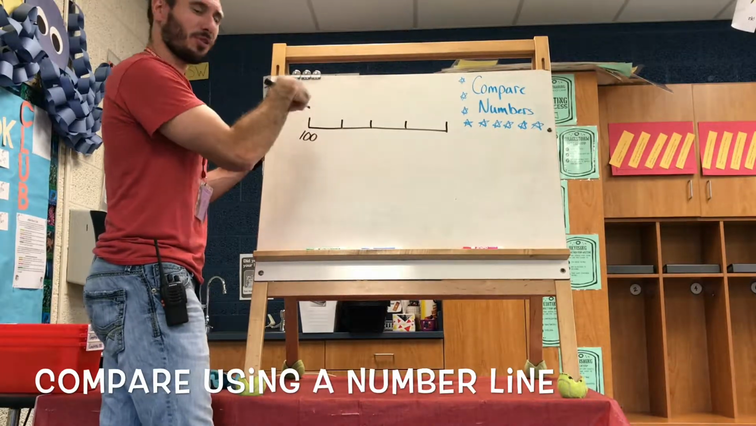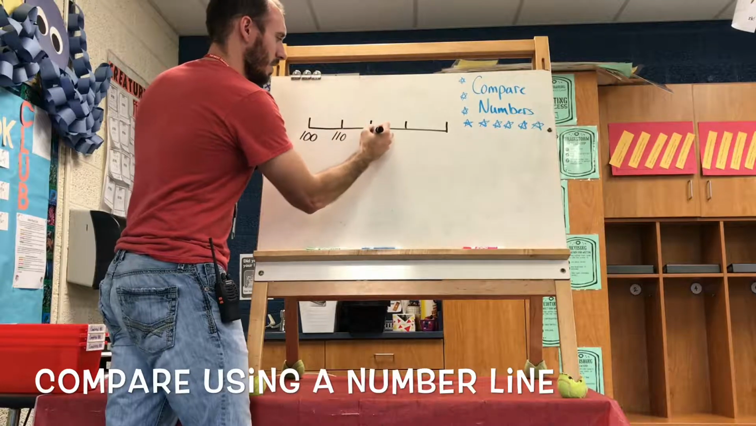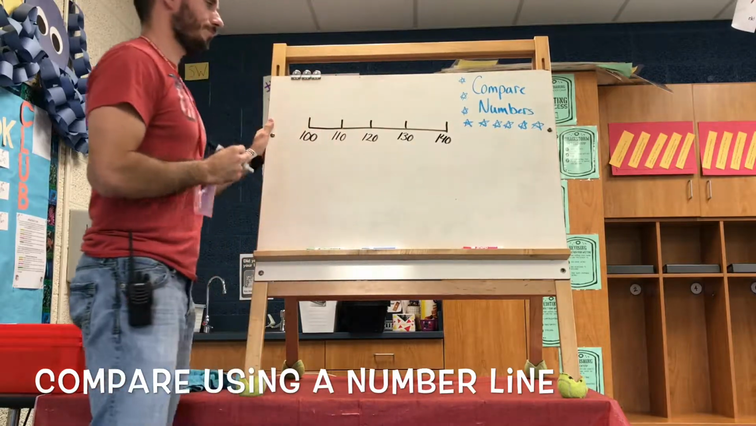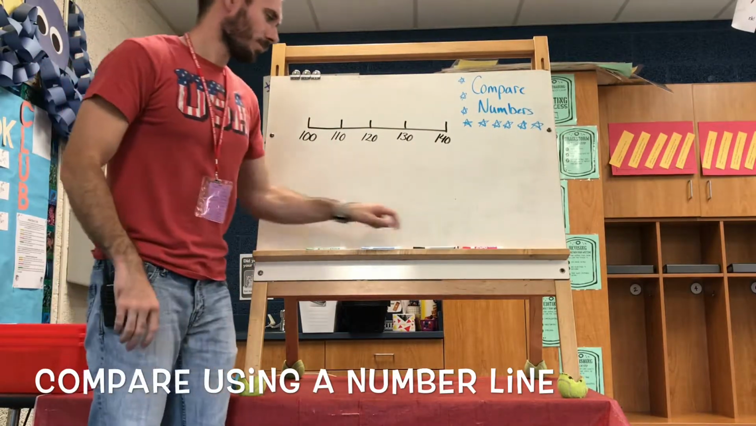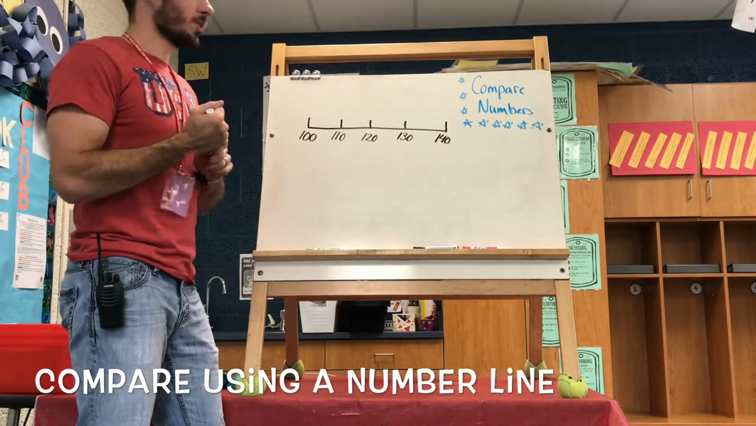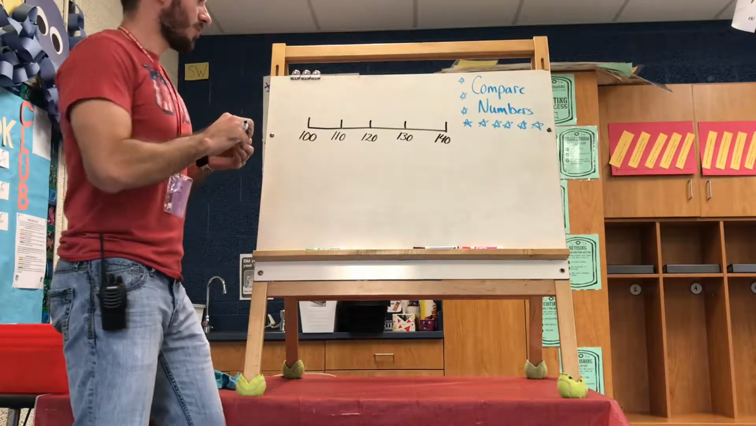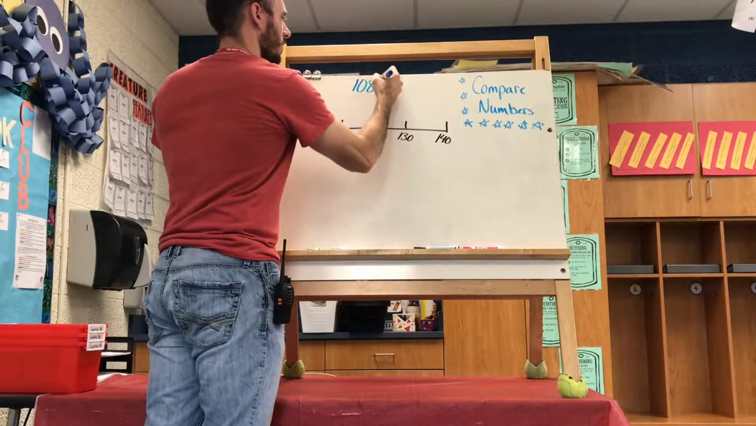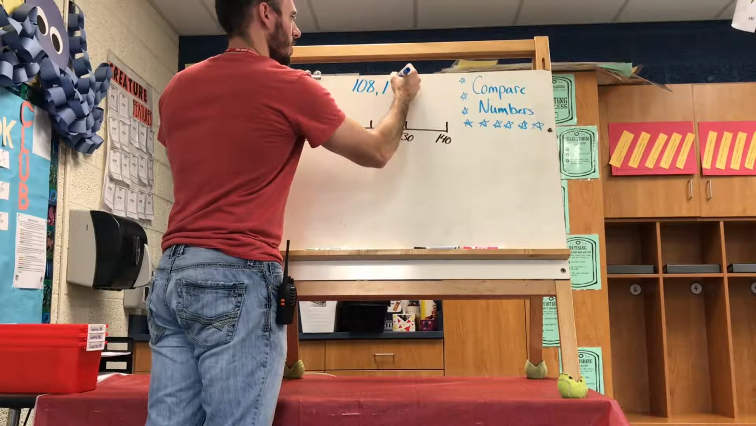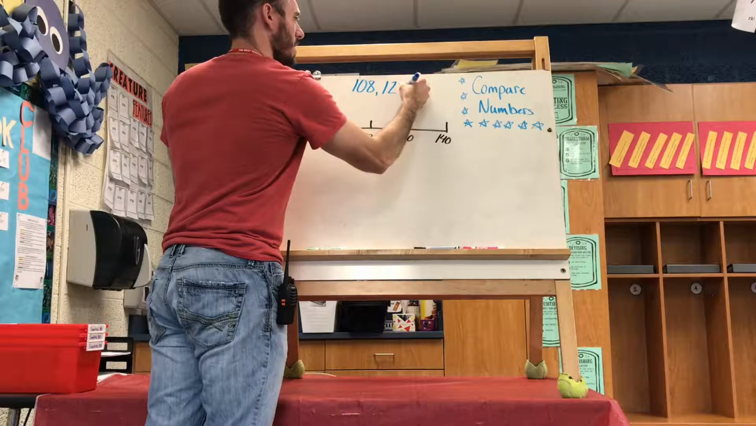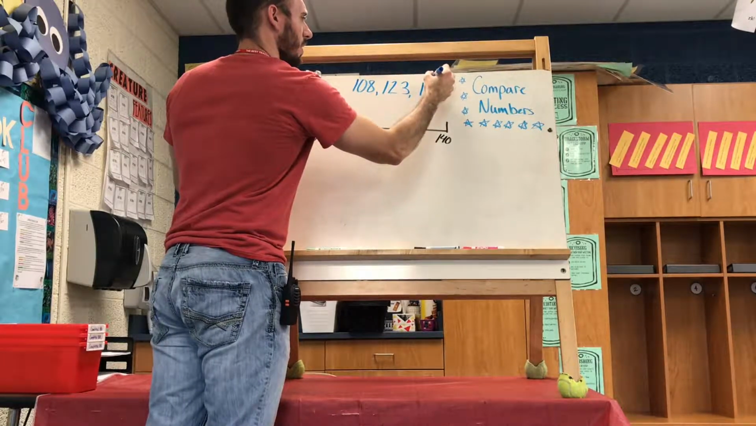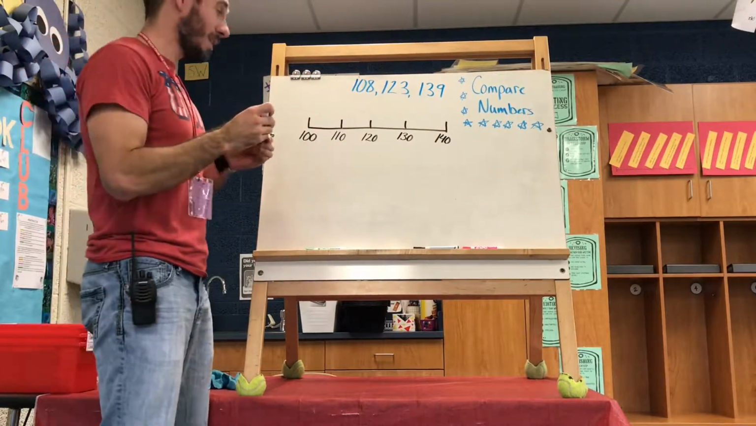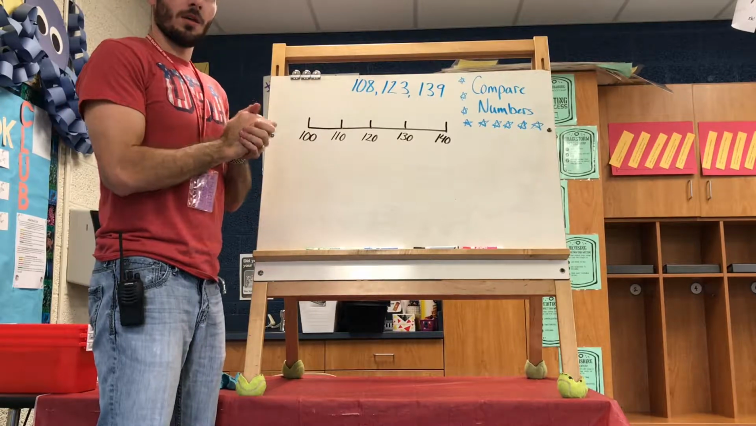And I'm going to say every time there's a line, I'm going to skip a 10. So 110, 120, 130, and 140. Okay, so based off of this number line, we're going to put a couple numbers up here to actually start comparing. All right, so I'm going to write my numbers up here first. Let's do 3 numbers. I'm going to do 108, and I'm going to do 123, and I'll do 139. Okay, so it's just 3 three-digit numbers that we're going to compare.